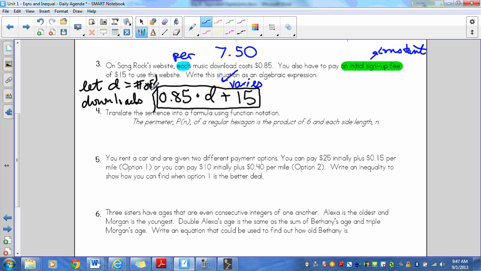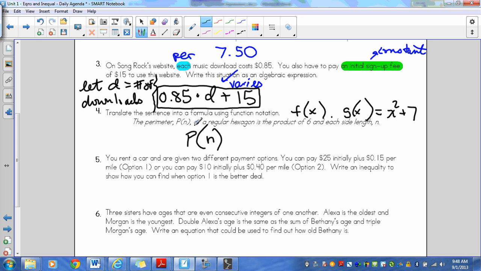Translate the sentence into a formula using function notation. Remember, function notation was from yesterday, and it looked like f of x or g of x, and it would equal something like x squared plus 7. Was one of the ones that we saw yesterday. So they're saying the perimeter, p of n, so they're giving us the function is p for perimeter, and what you're plugging in is n. And n is representing the side length.